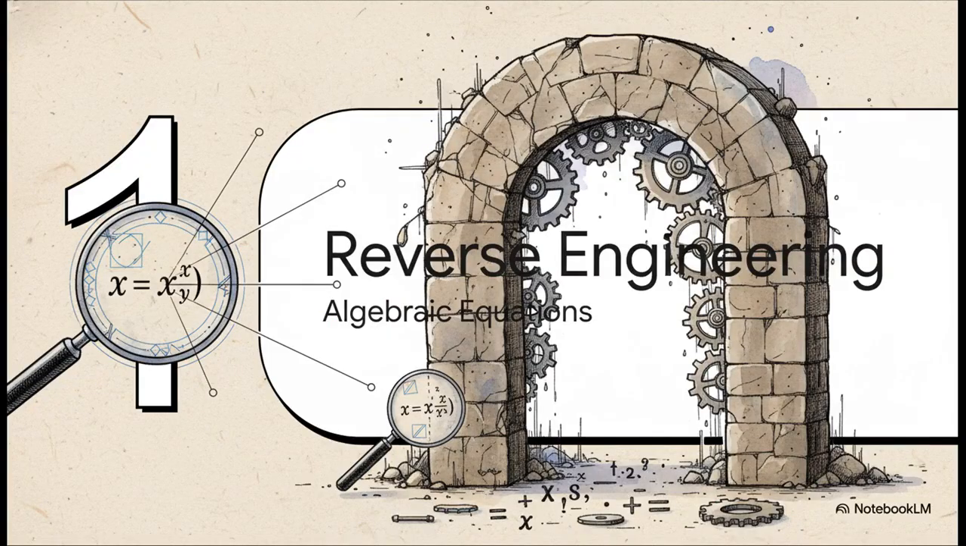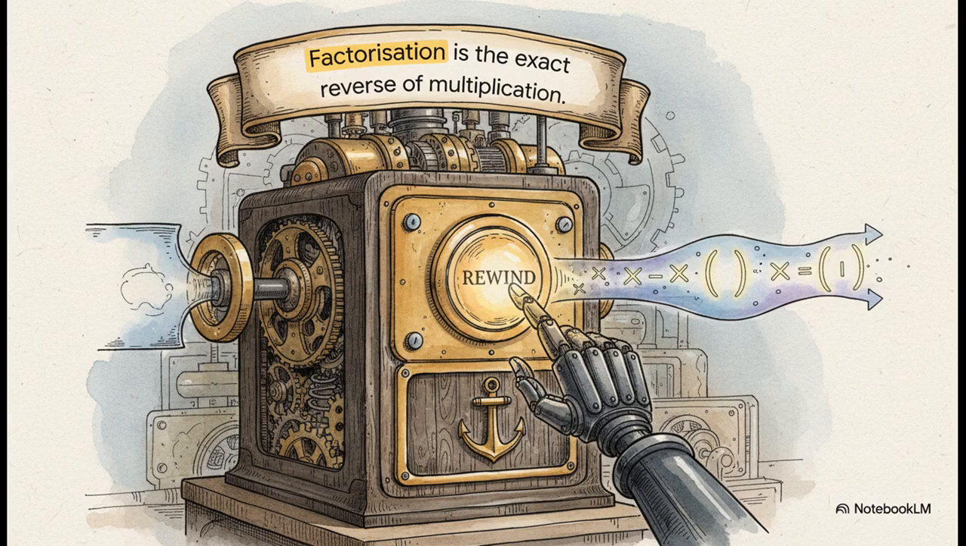Section 1. Reverse engineering algebraic equations. Before we start ripping equations apart, let's establish exactly what we're trying to achieve when we look at these classic textbook problems. It sounds brilliantly simple when you say it out loud. Factorization is the exact reverse of multiplication. Keeping this golden rule actively in your mind is going to anchor absolutely everything else we do today. We aren't creating new math, we are literally just hitting the rewind button on multiplication.